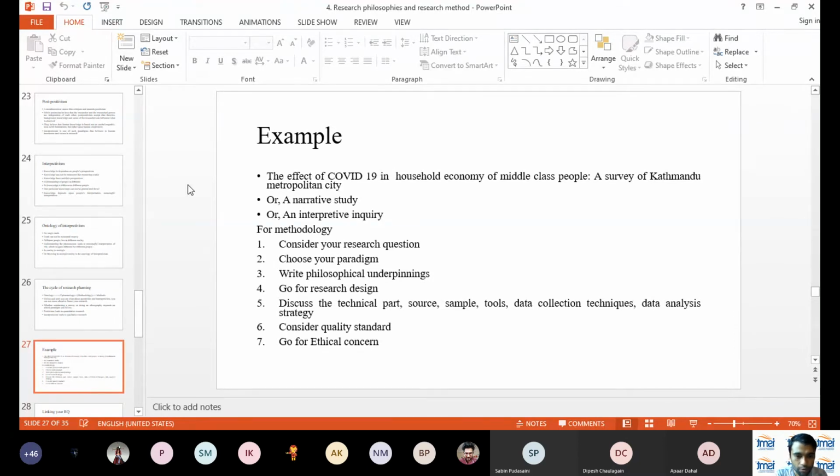So for the methodology part, consider your research question. For our method, we first have to write the research question. If you know the research question, then you can choose the research paradigm or research philosophy for your research. Write the philosophical underpinning: what is the reason you choose that particular philosophy, and what lies within that philosophy. Then you go for the research design.